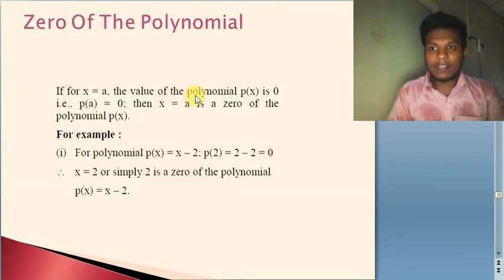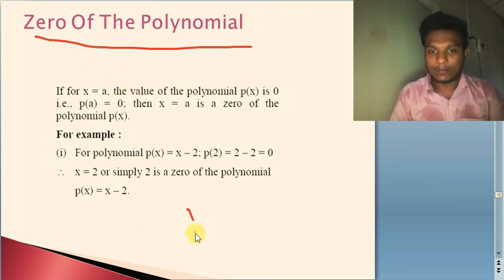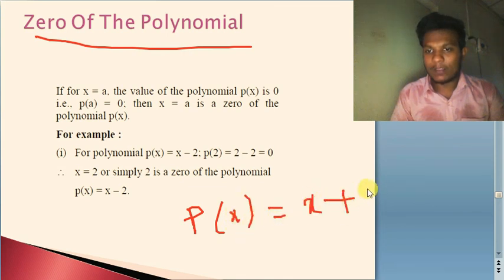Now let us see one more important concept related to the polynomial, that is the 0 of the polynomial. So what does this 0 of the polynomial mean? Let us see. As the name suggests, suppose, let me take an example. Suppose p of x is equal to x plus 2.